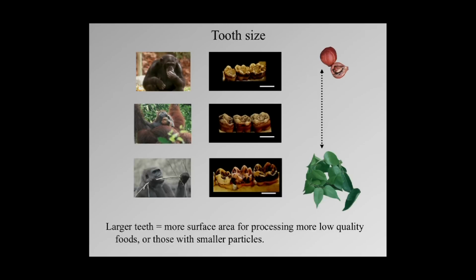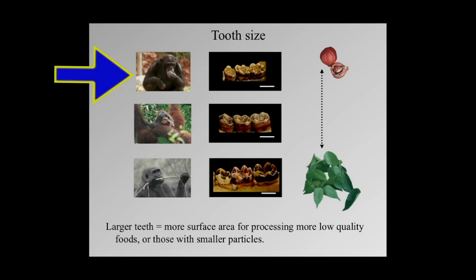Okay, so what evidence do we have and what does it tell us? Let's start with tooth size. In theory, larger teeth mean more surface area. More surface area can be used for processing more food, typically low quality foods. Some have also argued that more surface area means greater probability of smashing into small food particles. If we look at living great apes, this seems to work fairly well.